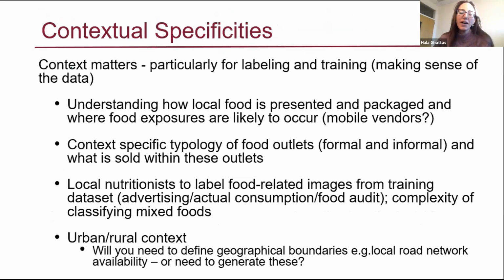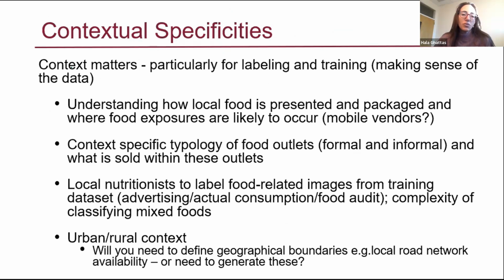The other key issue is that for this type of research, you need a very strong contextual understanding to inform the machine learning approach. Some of the questions you would need to consider are: where are food exposures likely to occur in your context? And what are the types of food exposures? For example, the different types of outlets, formal and informal, within this environment that you may want to capture.